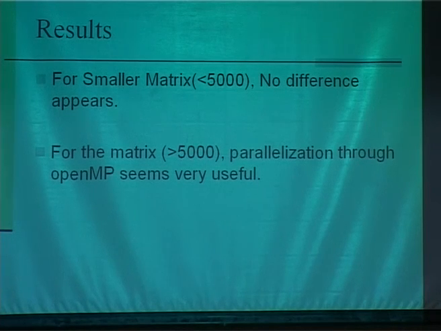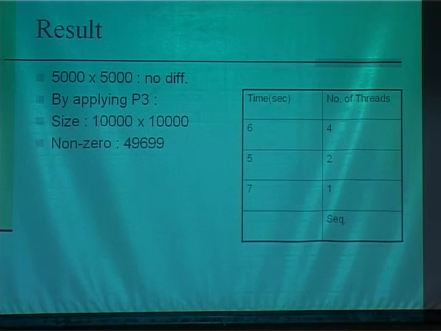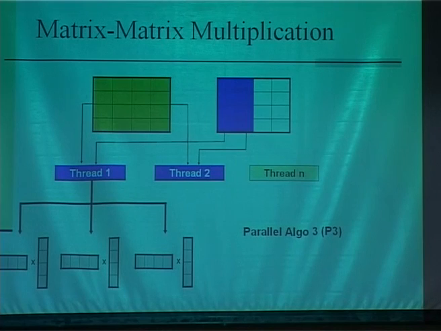I checked above 5,000 because below 5,000 is a random sparse matrix. How did you get the matrix? From matrixmarket.com, and they are sparse. I don't know whether they are random or not, but the B matrix I took as random. For 5,000 cross 5,000, there is no difference. For 10,000 cross 10,000, this is for P3, which was the parallelization at two steps.